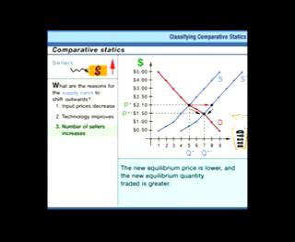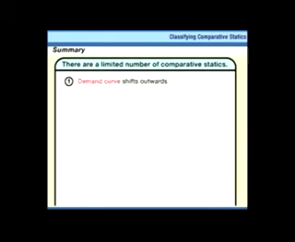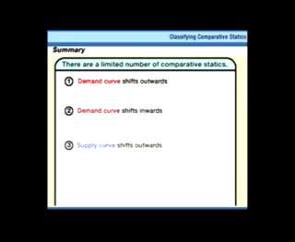So we have 4 cases, and each of these cases results in a different combination of changes of price and quantity. If the demand curve shifts outwards, the price increases, as does the quantity traded. If the demand curve shifts inwards, we have a decrease in the price as well as a decrease in the quantity traded. If the supply curve shifts outwards, the price will fall, but the quantity traded will increase. And if the supply curve shifts inwards, then the price will increase and the quantity traded will fall. Those are all the possibilities we have for comparative statics. So now that you've got the catalog, you're ready to try some experiments of your own.